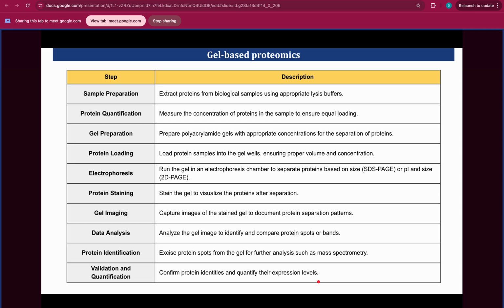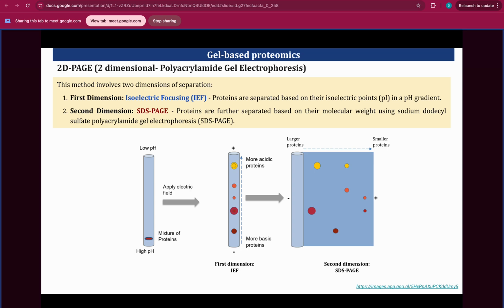Now we will look into the two techniques which come under this. First is 2D PAGE, which is two-dimensional polyacrylamide gel electrophoresis. First of all, let's see why it is called 2D. Why is it two-dimensional? Because we are using two dimensions. The first dimension is where we will separate a protein on the basis of its isoelectric point, and that step is known as isoelectric focusing.